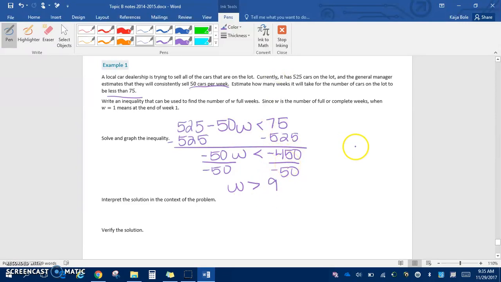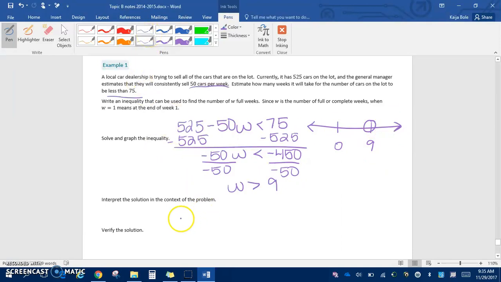Alright, so it says to solve and graph. So now if I'm going to graph the inequality, on my number line, I'm going to put 0, I'm going to put 9. And we know it's going to be an open circle, and we want greater than, so I'm going to shade that to the right.